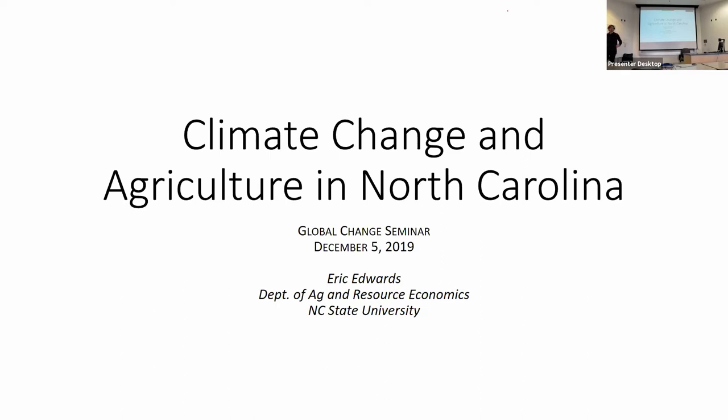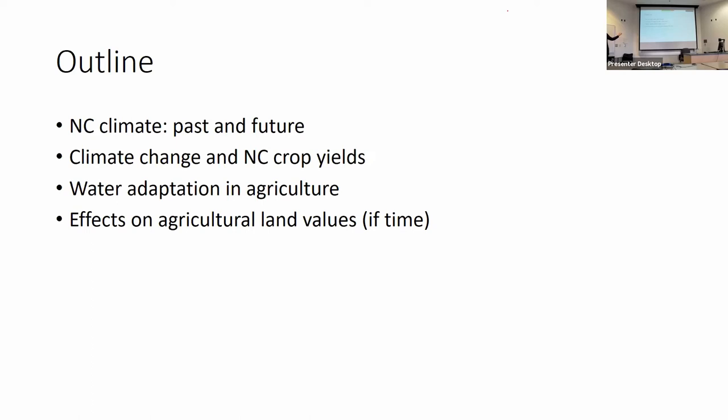Outline: I'm going to talk about climate in North Carolina and how it's changed. I'm going to go over this pretty quick. There's not going to be a lot of discussion here. You guys know it's changing and it changes. And then we're going to look at how climate change is going to affect crop yields and how economists have been thinking about this. And then talk about some adaptation in terms of water, which is my area. Probably not going to get to the ag land values, but I've never given this to a group that is on board with climate change before, so we'll see how fast I get through this first part.